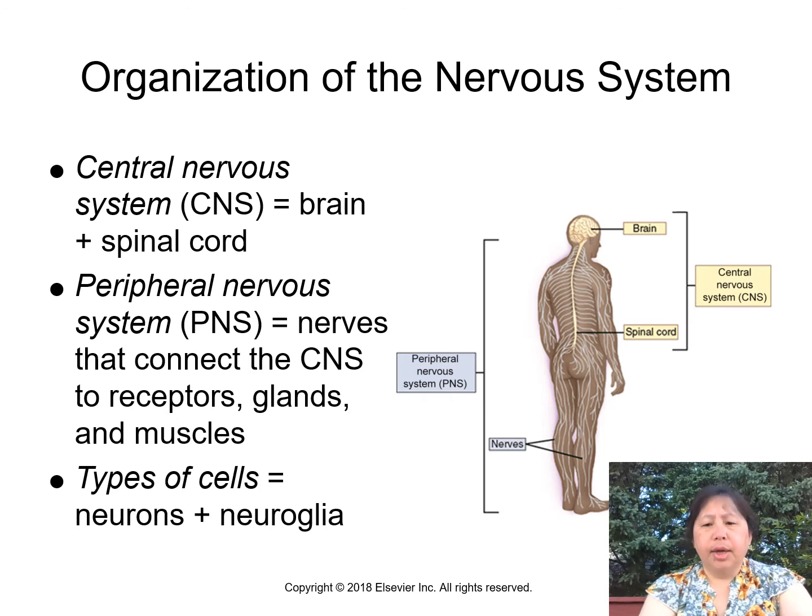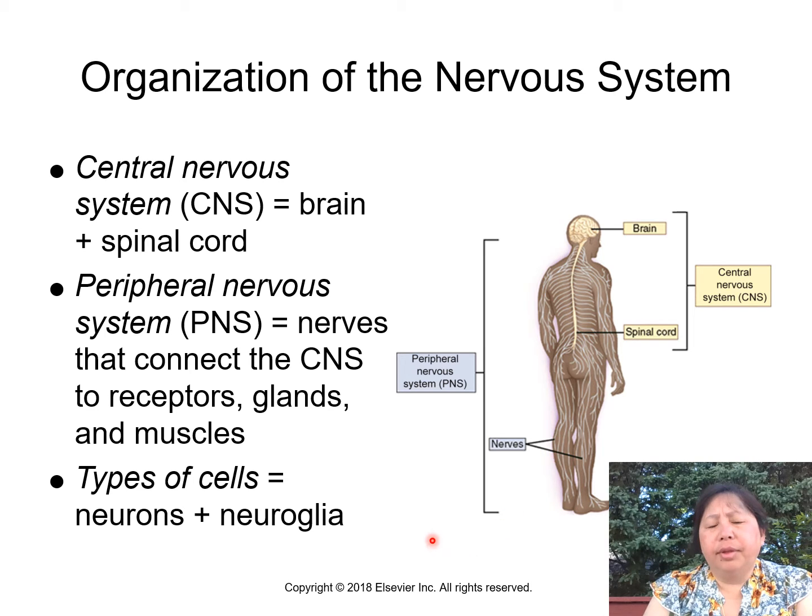In your textbook, it does go into the nervous system. It's divided into your CNS, your central nervous system, which is your brain and your spinal cord. As you can see here, it has it color coded. So your CNS is your brain and your spinal cord. Then all your other nerves are your PNS, which is your peripheral nervous system. These are your receptors, your glands, your muscles. These are your peripheral nervous system.